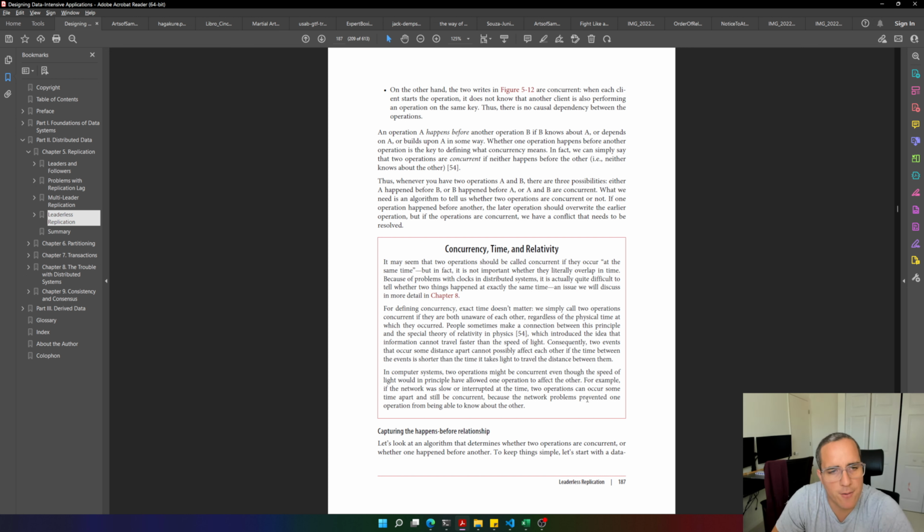Concurrency, time, and relativity. It may seem that two operations should be called concurrent if they occur at the same time, but in fact, it's not important whether they literally overlap in time.